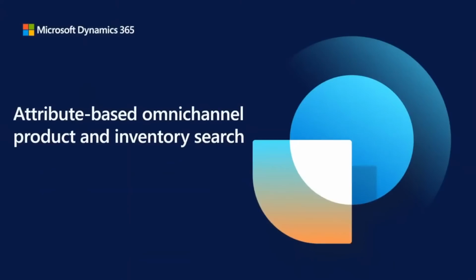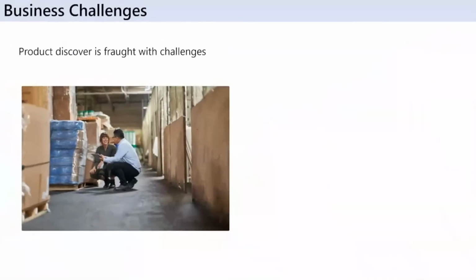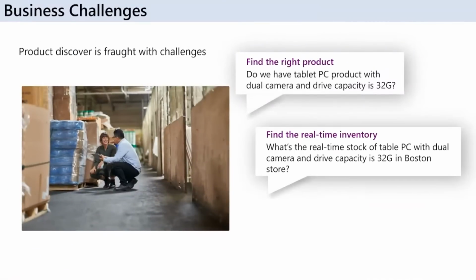Okay, now we'll go to the first topic, attribute-based omnichannel product and inventory search. We're thinking of some business challenges. In this dynamic market, businesses are facing multifaceted challenges that can affect customer satisfaction and impact growth. For example, how to find the correct product among a complex product catalog with limited attributes or limited information, or it's difficult to get the real-time inventory information for a specific product.